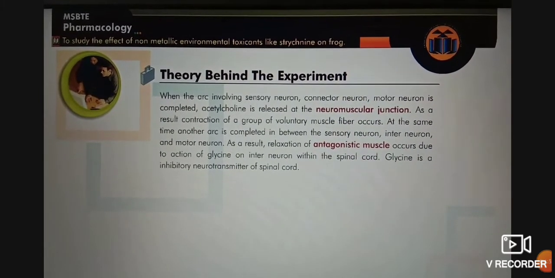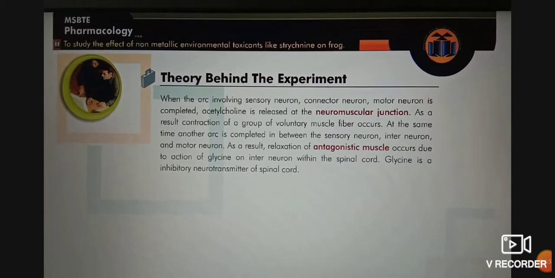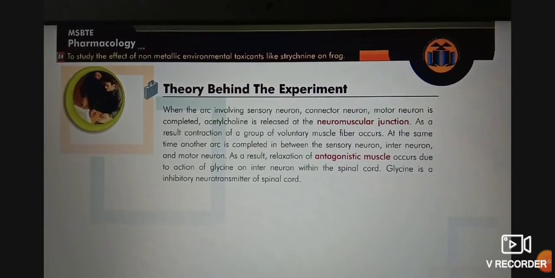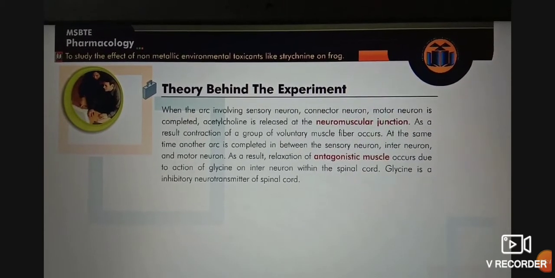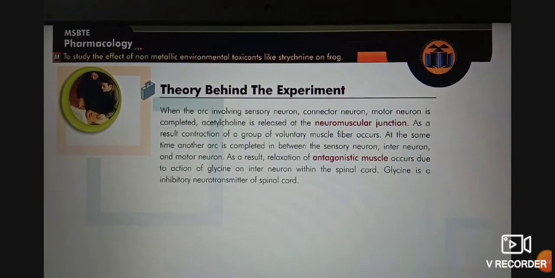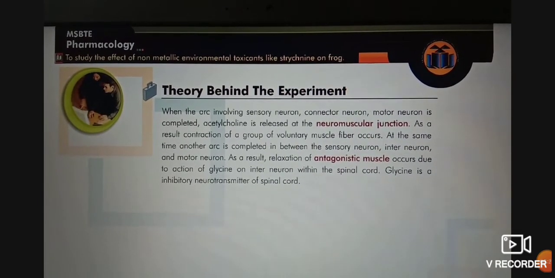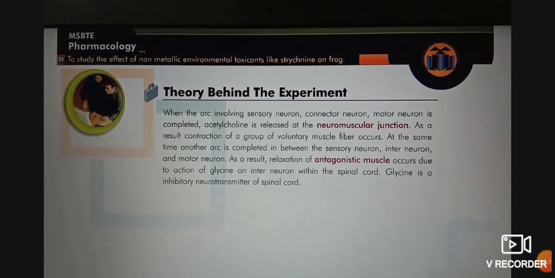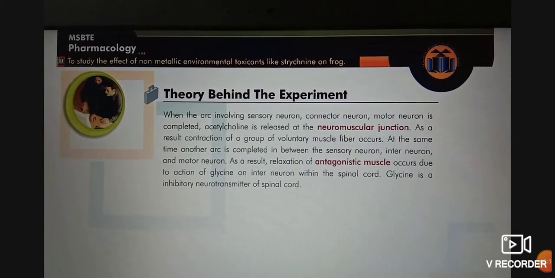So for a particular stimulus, this action is seen in our body. The reflex arc is completed by connecting the sensory neuron, connector neuron and motor neuron. After this action is completed, at the same time, another arc is completed. In which neurons is another arc completed? It includes sensory neuron, interneuron and motor neuron. And when this arc is completed, that shows the effect on the antagonistic muscles. The muscles that earlier contracted due to the release of acetylcholine, that antagonistic muscles get relaxed. And this occurs due to the action of glycine on the interneuron within the spinal cord.